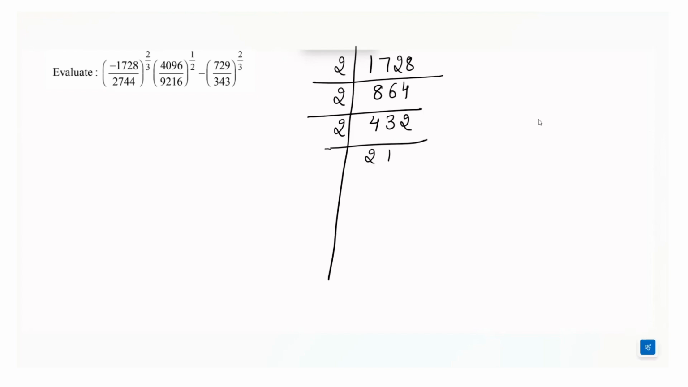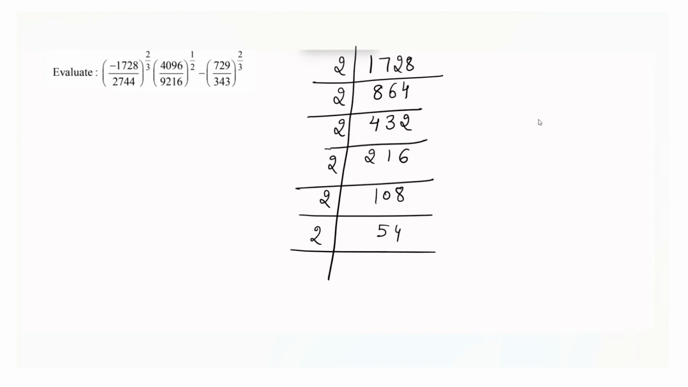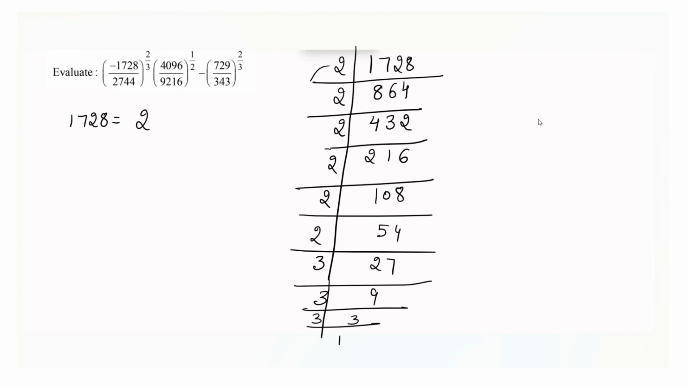So 2 2s are 4, 1, then 6, then again 2, 108, again 2, 54, again 2, 27. Now I cannot divide 27 with 2, so I have to take the next prime number, which is 3. So 9, then 3, 3 and 1. So that means 1728 can be written as 2 raised to power 6 into 3 raised to power 3.